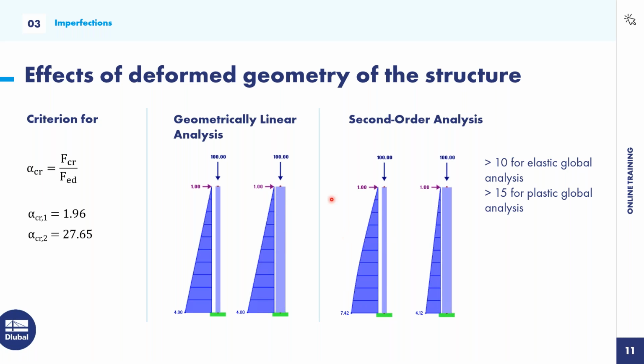And then we also have the critical load factors. When you have a critical load factor bigger than 10, you don't need to consider second order analysis effects. But when it's between 1 and 10, you have to consider these effects and calculate according to the second order analysis. This is pretty important to know. The critical load factor is the ratio between the critical load and the existing load affecting this building or this structural component.